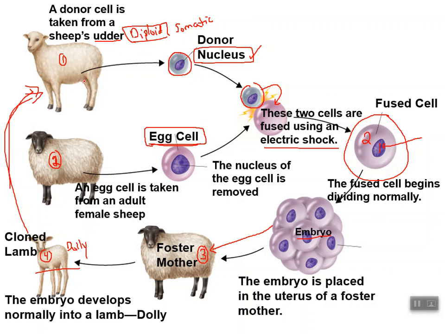So let's go over this one more time. You can pause, you can slow the video down, but here we go. 4 sheep. Sheep number 1 gives the nucleus.